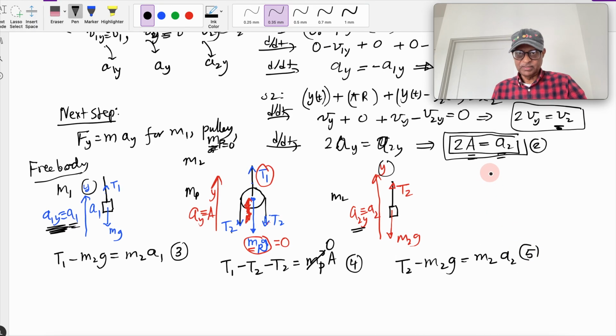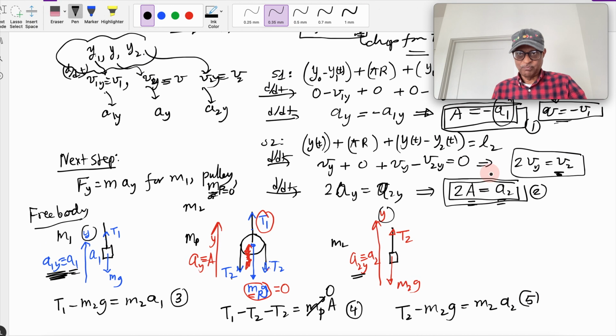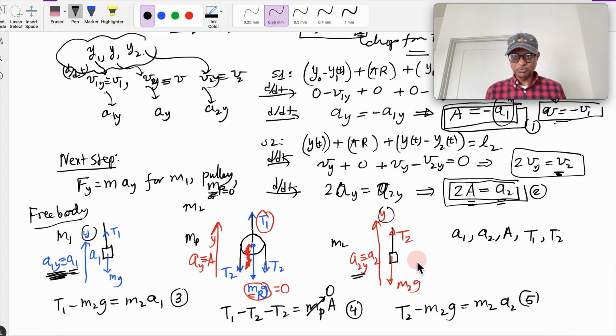So let's see. These 1, 2, 3, 4, 5 are enough to solve for the symbols A1, A2, A, T1, T2. These things we don't know. We have 5 equations. We can eliminate and get all the information we want. Okay, so maybe you can pause the video and do it your own way. I can just continue.